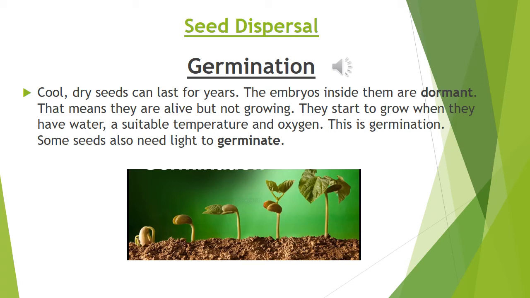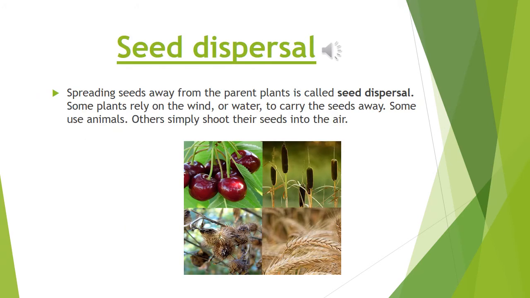Most seeds do not need light to germinate, otherwise they would not be able to germinate in the dark soil. Germinating seeds get their food from their seed leaves. They need light to make food only when they grow their own leaves and the stored food in the seed leaves is used up. Seed dispersal.